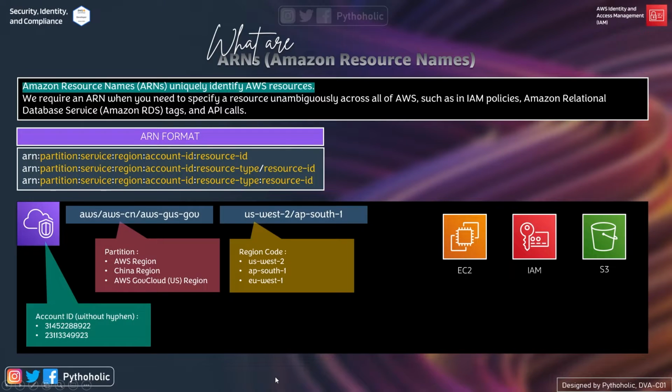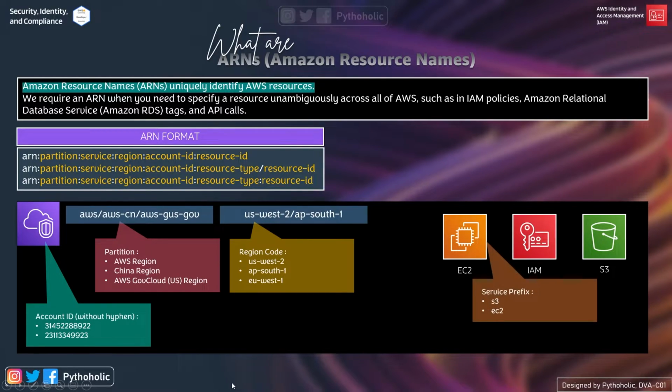Next, when you create an AWS account, you get a unique account ID, and in ARN, you should mention the account ID without hyphens like this. If you see this on the AWS Management Console, you will see them with hyphens, but you have to mention them in the ARNs without using hyphens. Next comes the service part, which is a service prefix like S3 or EC2 and so on for other resources. So this is the service prefix, and this comes in place of the service element here.